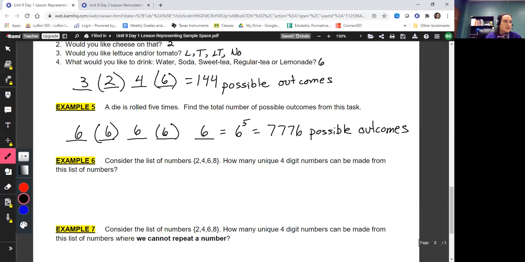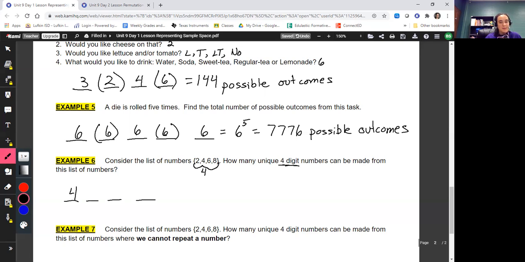Our next example, we want to consider the list of numbers 2, 4, 6, and 8, and how many unique 4-digit numbers can be made from this list. This one says that we can repeat, so we need to figure out how many different numbers we have in here. And we have 4 different numbers. Now we are trying to find the 4-digit number, so we've got 4 spots to fill. And on the first option, we have 4 numbers to choose from.